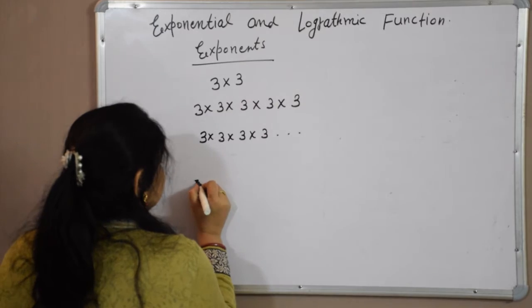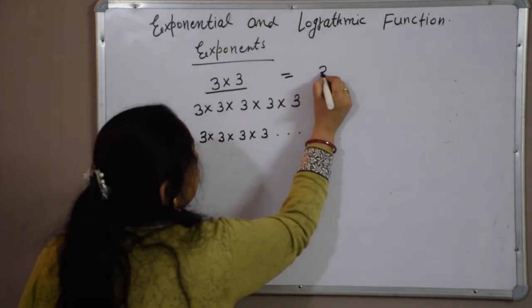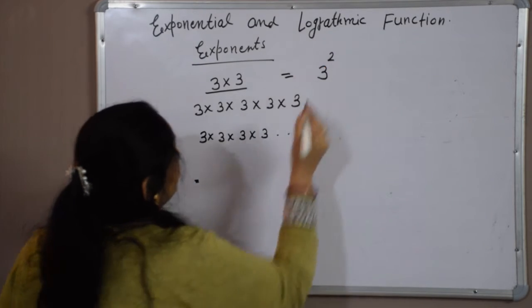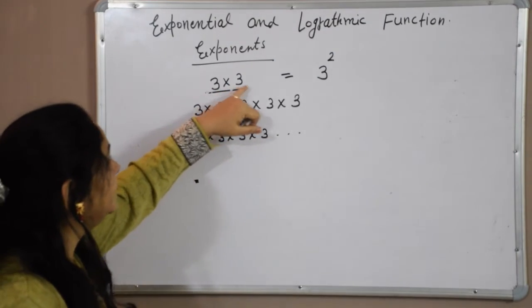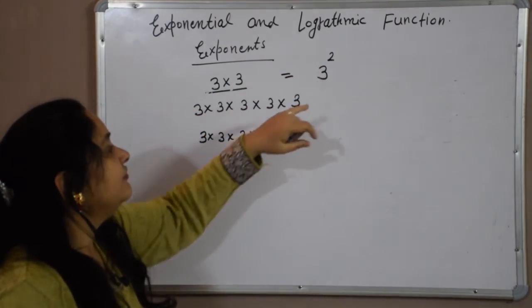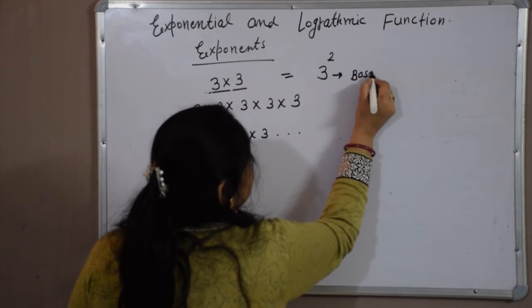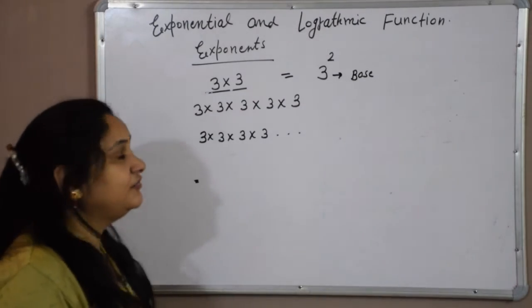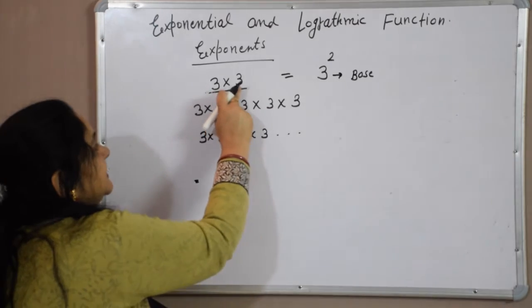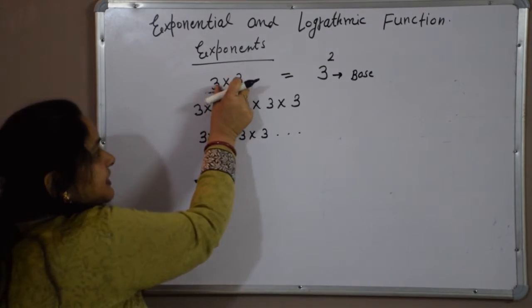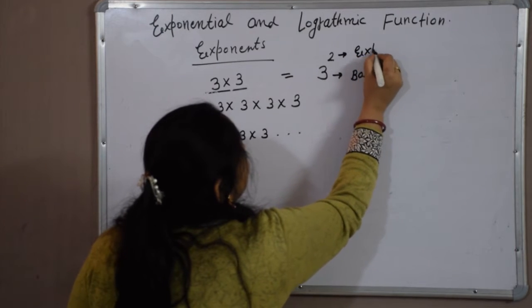If a number is multiplied with itself, for this we can write it like 3 raised to power 2. Because 3 is multiplied with itself 2 times, we can write it 3 raised to power 2, where 3 is the base. This is called the base number which is multiplied with itself, and then how many times it is multiplied. See here, 3 is multiplied 2 times, 3 into 3. So this 2 is our exponent.